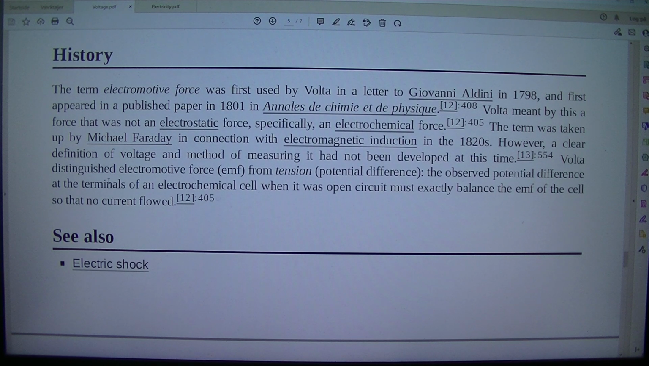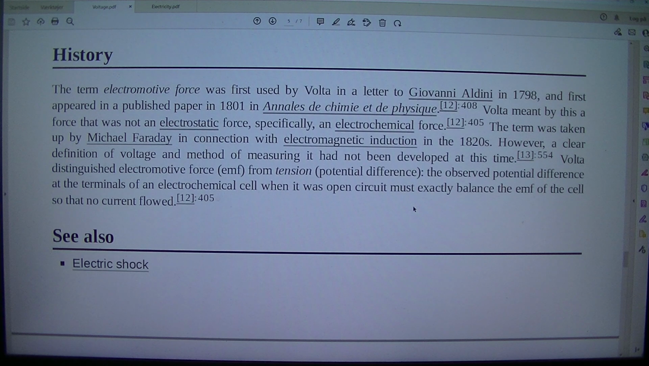Volta distinguished electromotive force, EMF, from tension. Potential difference. The observed potential difference at the terminals of an electrochemical cell when it was open circuit must exactly balance the EMF of the cell so that no current flowed.